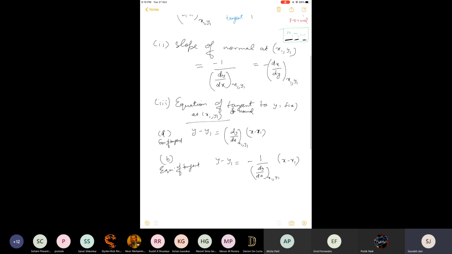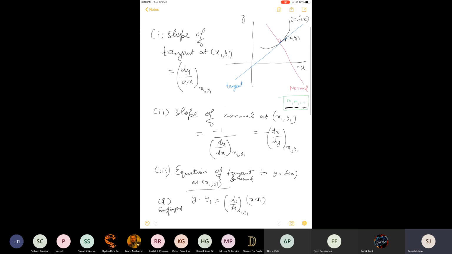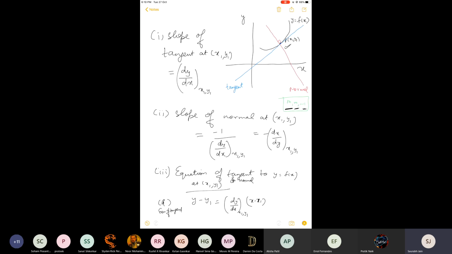One important point, which is quite obvious from the graph itself: though it is easy to understand, you should remember when solving a question that the point x1, y1 lies on the curve, the tangent and the normal. This is basically the point of contact, right? So this point P should lie on all three. This is another important point that you need to remember, because we will be using this fact many times: this point lies on the curve, so it will satisfy its equation. We will use this.